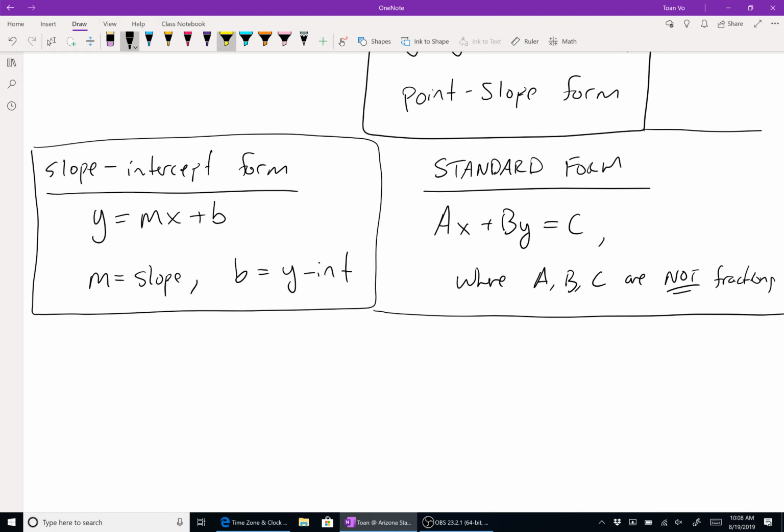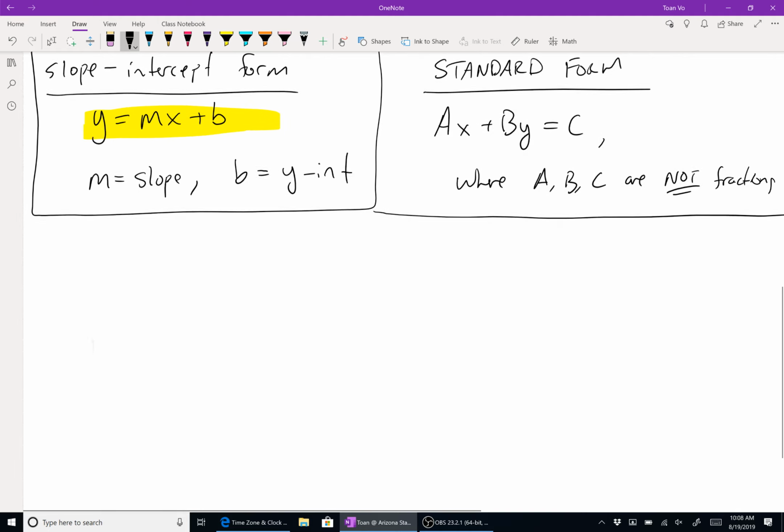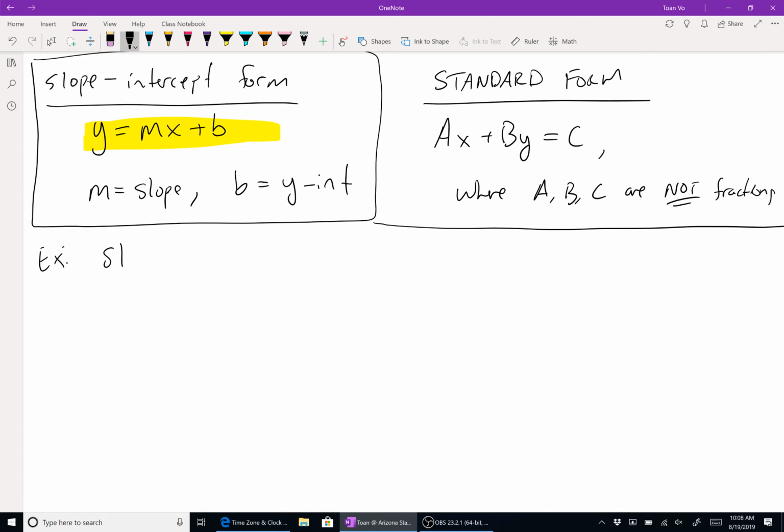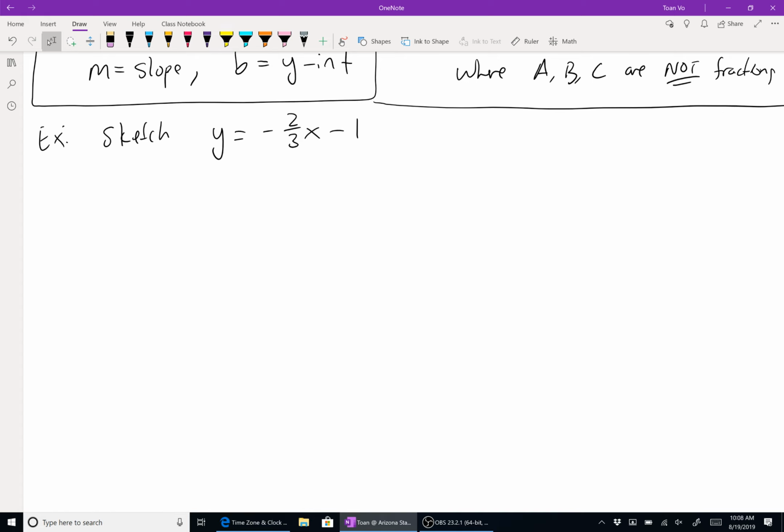So again, when it comes to graphing, y equals mx plus b form is the way to go because it gives you all the information you need to graph. For example, suppose I ask you to sketch y equals negative 2/3 x minus 1. It's in slope-intercept form because it's y equals. You can always identify slope-intercept form when it's y equals. As the name suggests, it gives us information about the slope. The slope is always the number in front of the variable x.